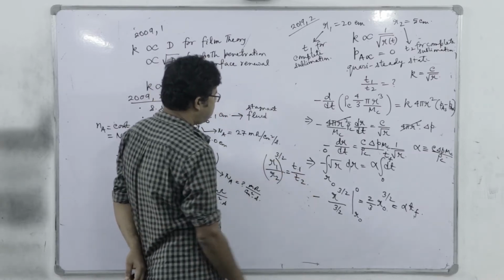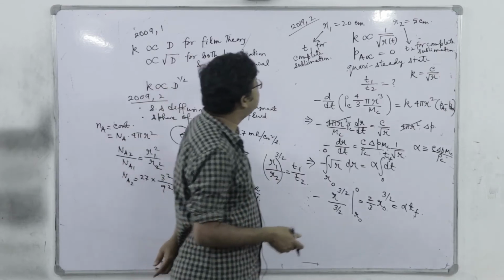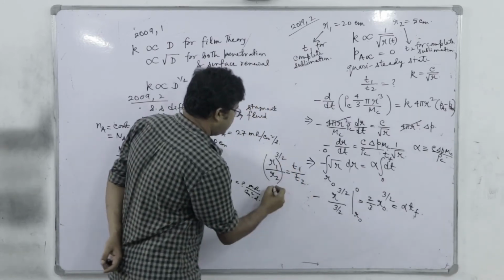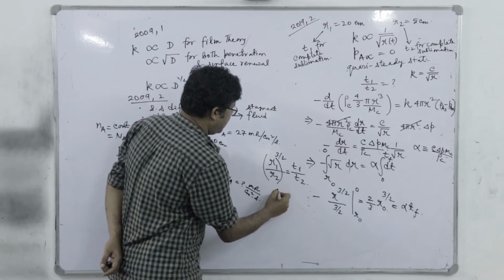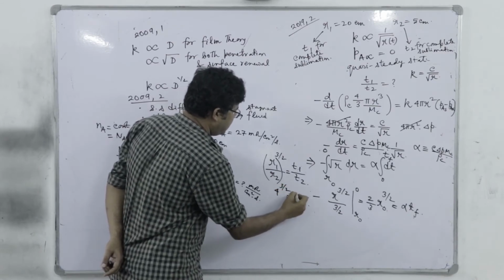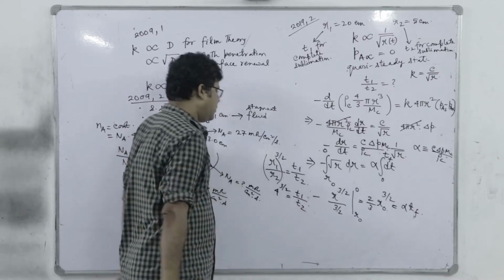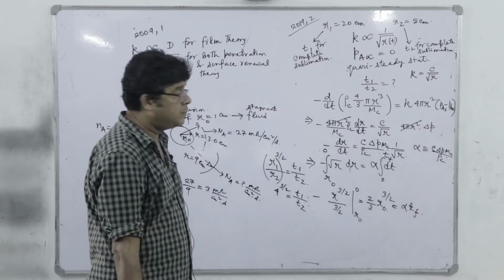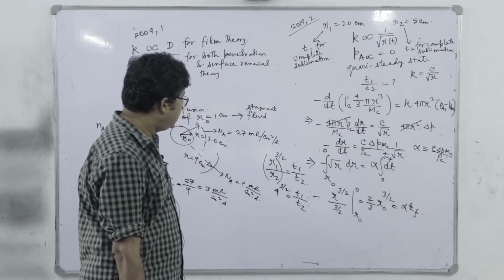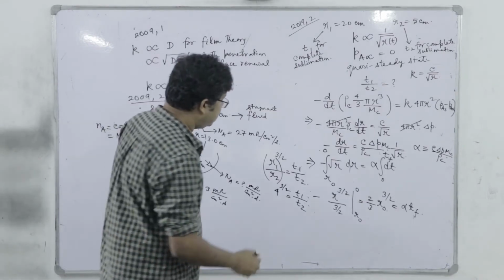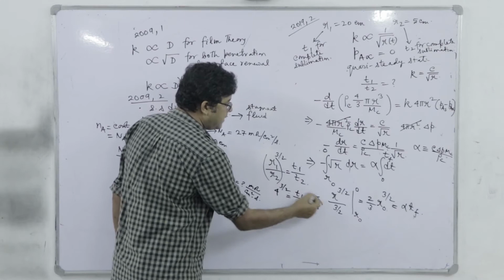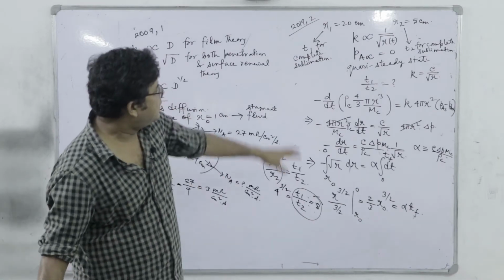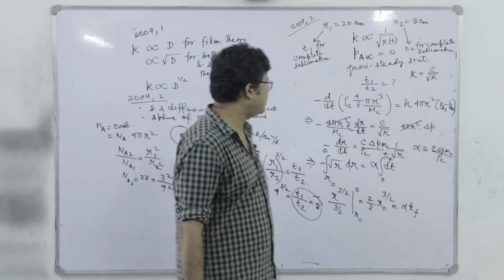Now, this R1, T1 is for 20, T2 is for 5. So, 20 by 5 is equal to 4, 4 to the power 3 by 2 is equal to T1 by T2. 4 cube, 4 square is 16 and 4 cube is 64. So, 64 under root is 8. So, the answer is 8. Okay. So, that is the formulation. Basically the crux is here, this K is now changing.